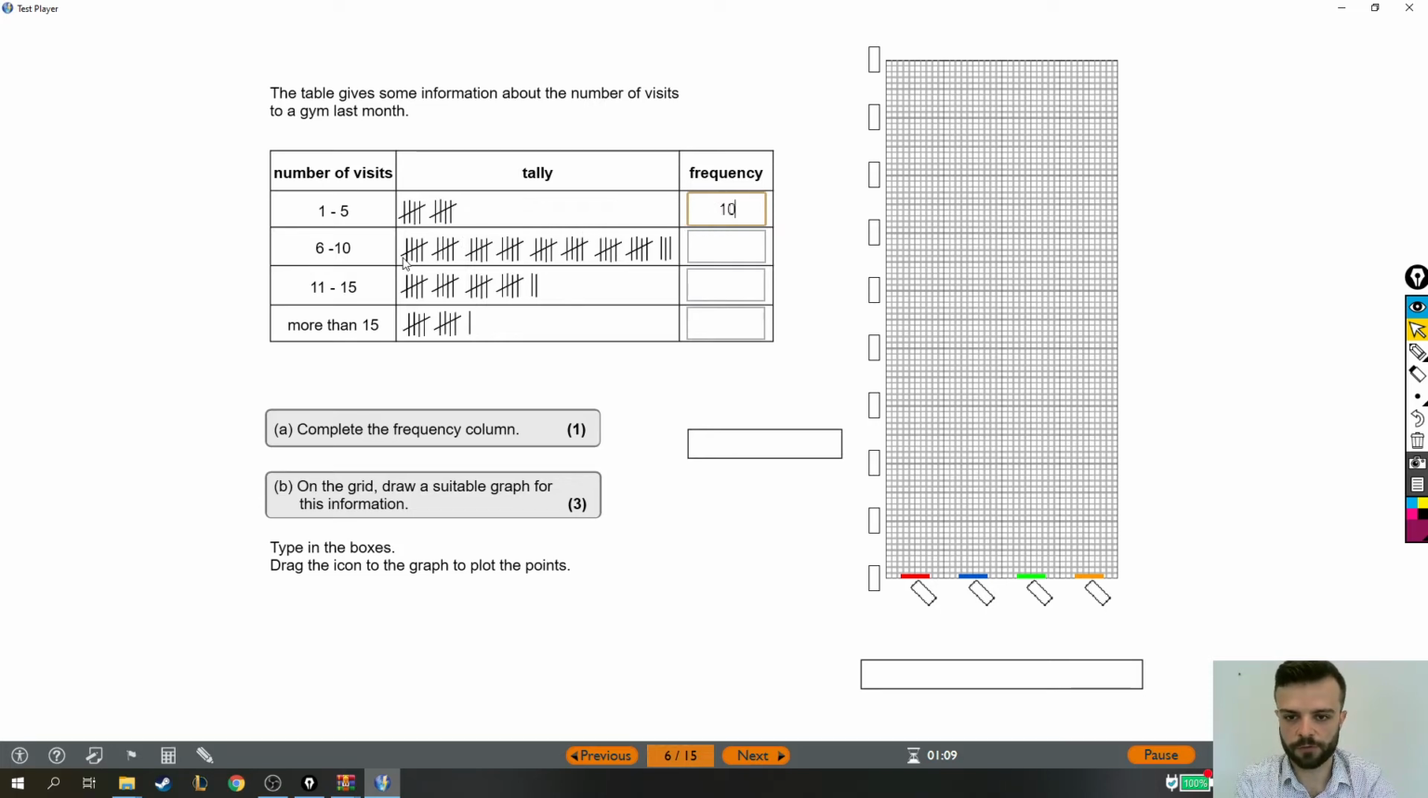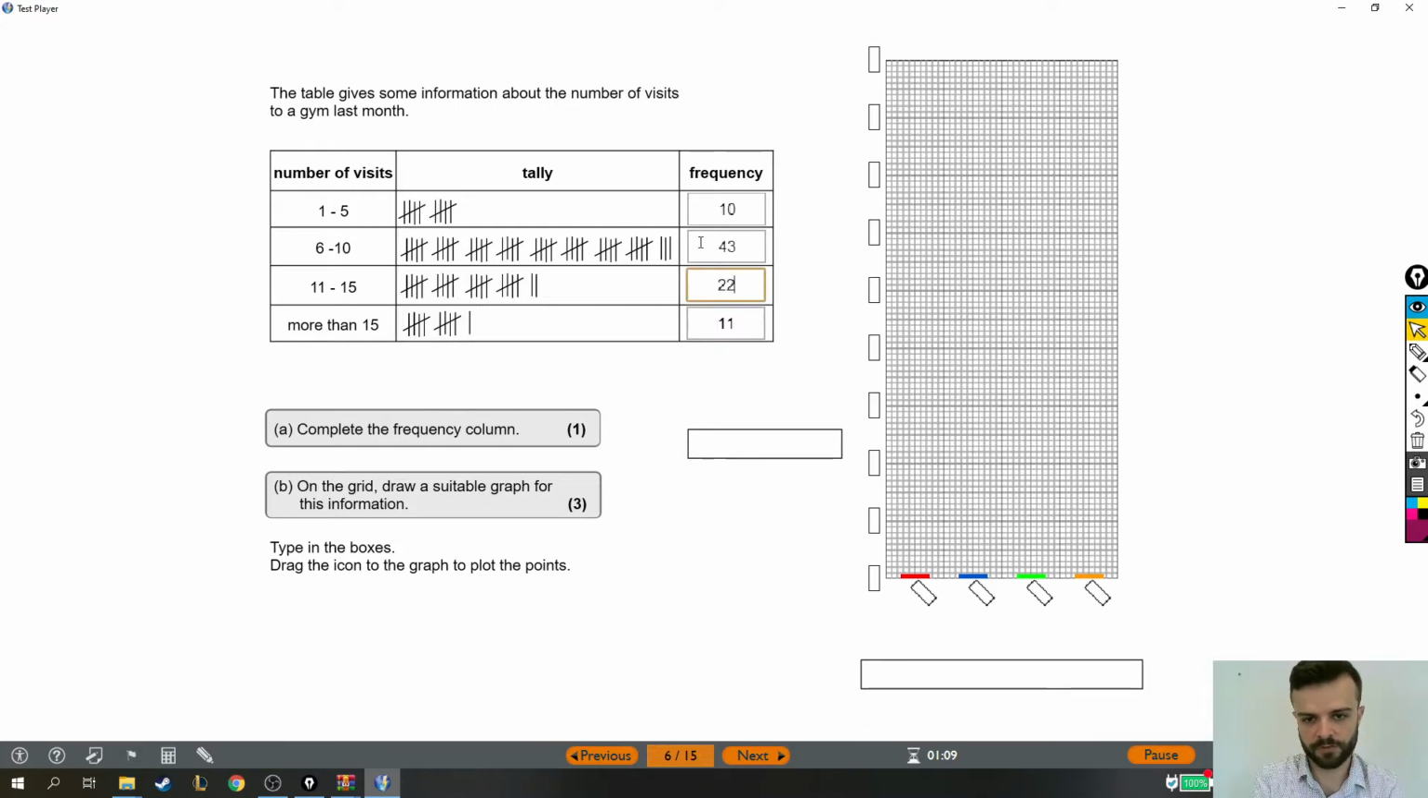For the next row, it's going to be 5, 10, 15, 20, 25, 30, 35, 40, 41, 42, 43. So there's 43. For 11 to 15, we've got 5, 10, 15, 20, 22. And finally, 5, 10, 11. Now what these numbers actually mean, it means there were 10 days where they had between 1 and 5 visits. There were 22 days where they had between 11 and 15 visits. That's what this means.